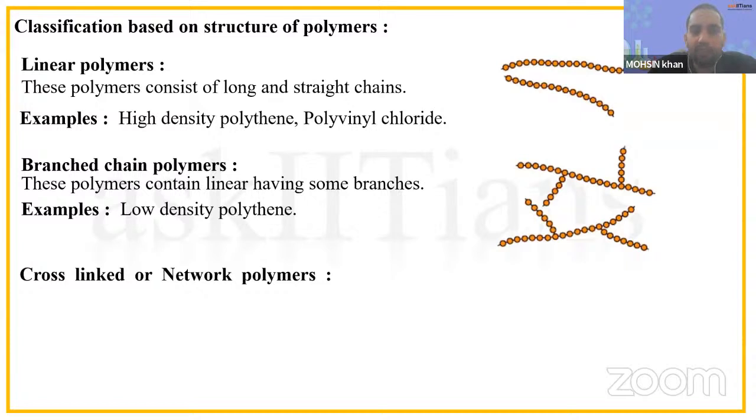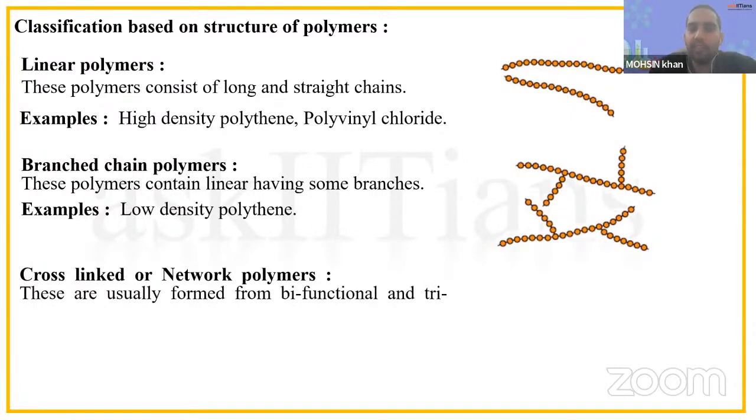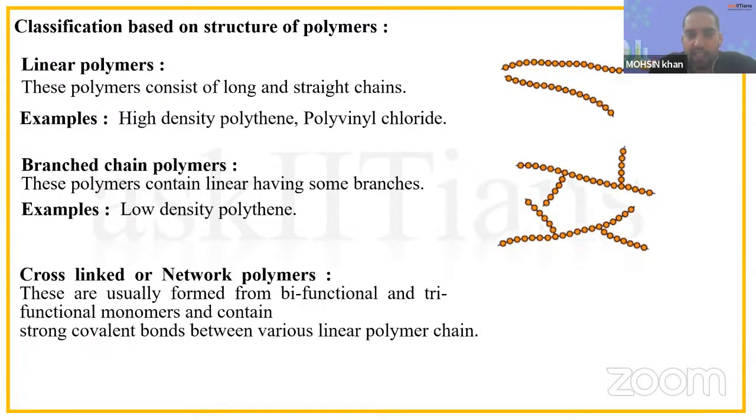And the next one, we have cross-linked or network polymer. In this, what happens? The chains have connections between them. Those kinds of polymer are termed as cross-linked or network polymer. These are usually formed from bifunctional and trifunctional monomers and contain strong covalent bonds between various linear chains. So basically you will have linear chains, and the linear chains are connected through the bifunctional or trifunctional group.